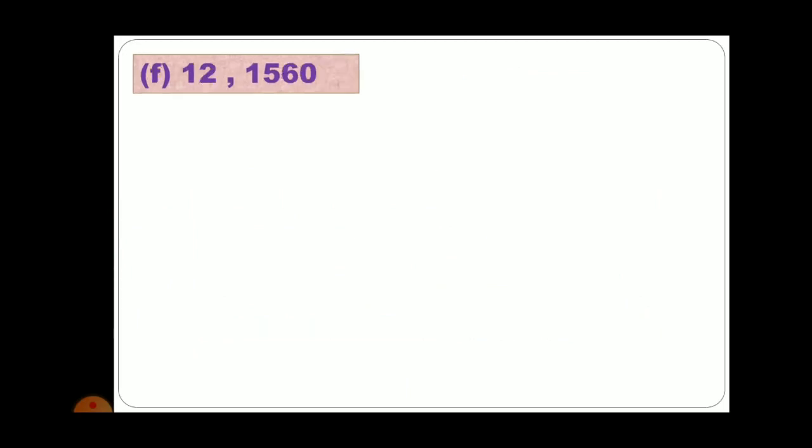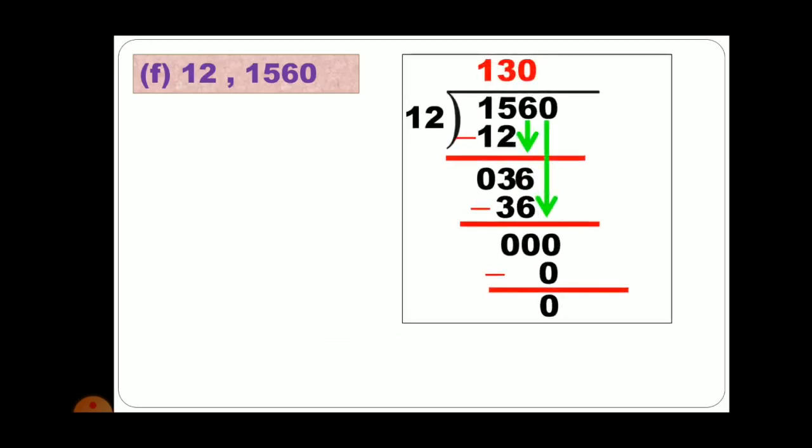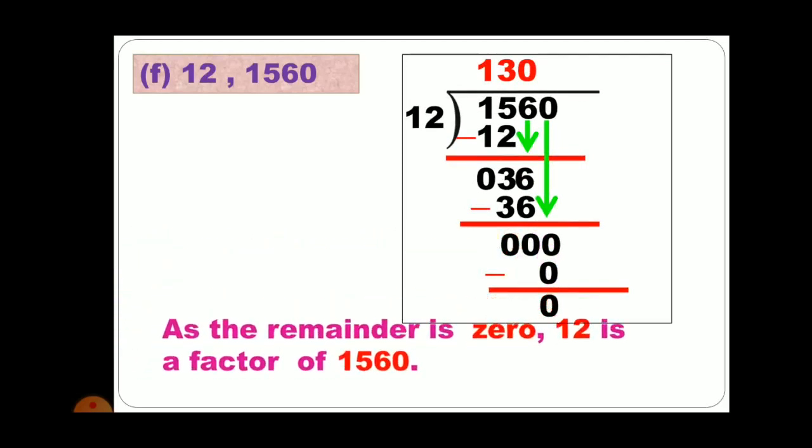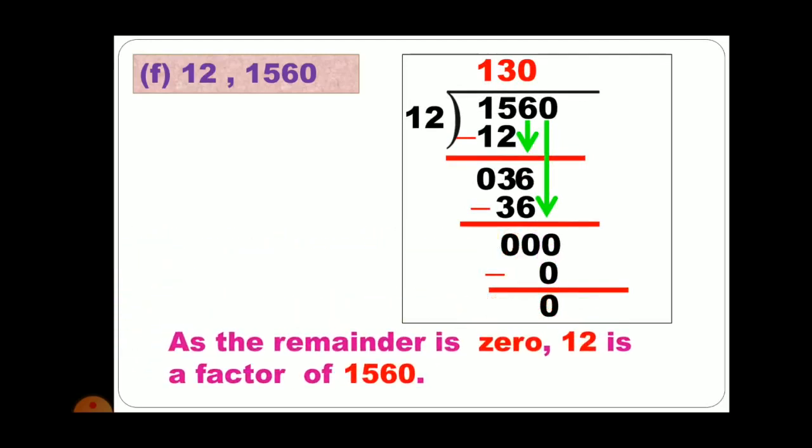Let us take one more example, that is 12, 1560. Divide these numbers, we get the remainder as 0. So, as the remainder is 0, 12 is a factor of 1560.